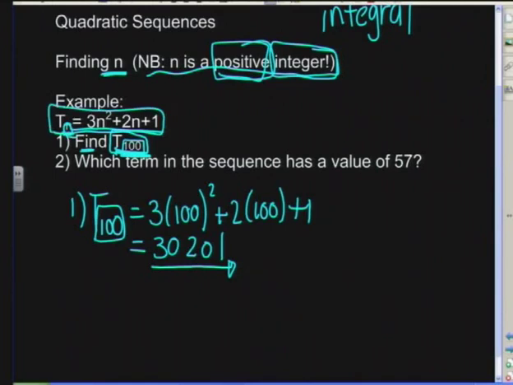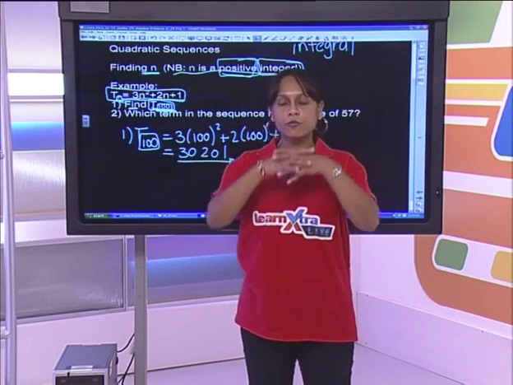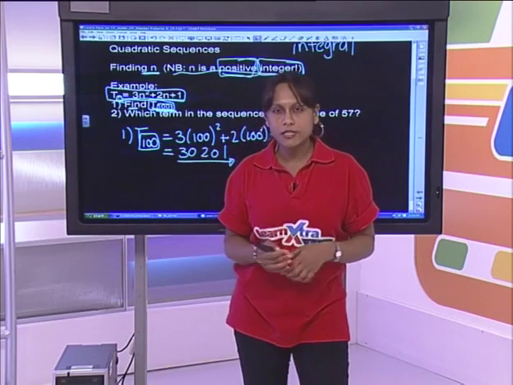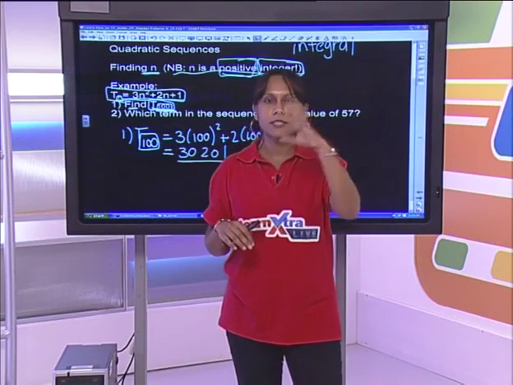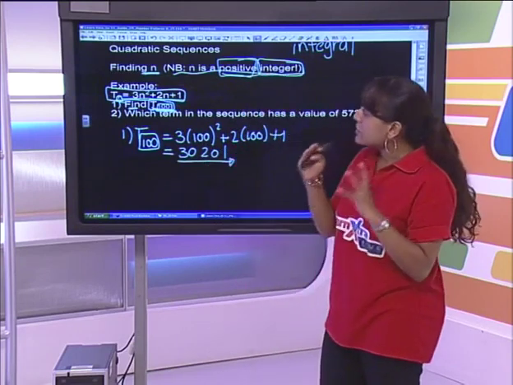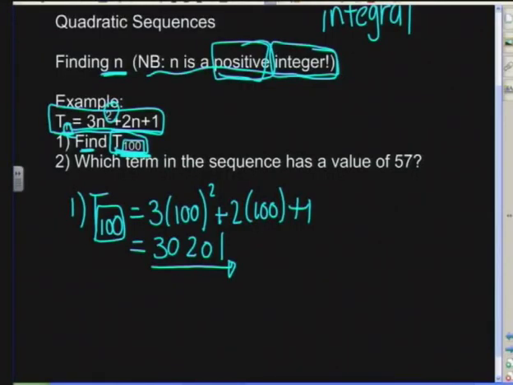Remember from last week, to identify a quadratic sequence, if you are given a list of numbers and you need to check if it's a quadratic sequence, there needs to be a constant second difference. If you are given the formula, then you need to make sure you've got a square. So an n squared in this case tells us that we are dealing with a quadratic sequence.